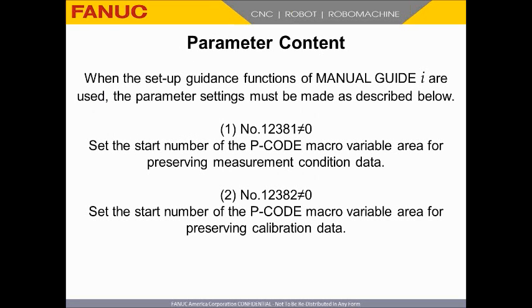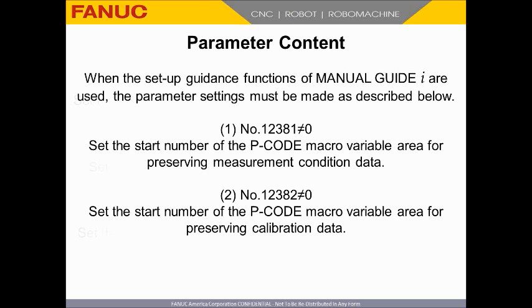Then there's certain parameters that you need to set. And what these parameters are, mainly they go from parameter 12,381, and all these are setting up P-code macro variable areas. And I know everybody out there that's listening, they understand what that is. Because what it does, when you press a button, it jumps into this macro, and then Manual Guide i performs whatever that macro determines to do. But it's important for all these cycles to work that these be set correctly.